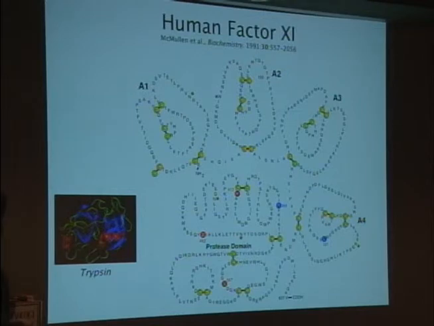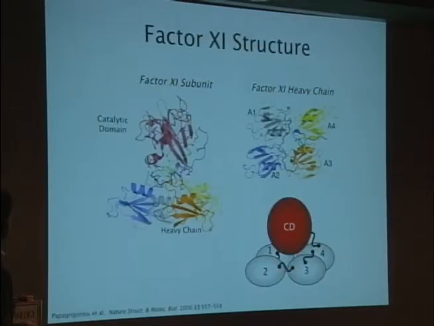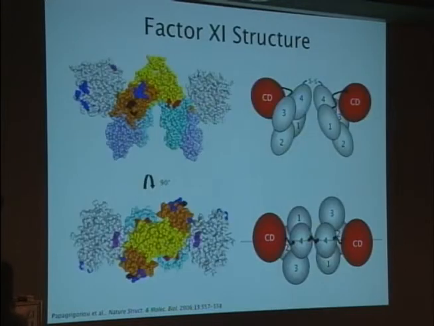And what makes factor 11 unusual among coagulation proteases is it's actually a dimer of 2 of those units. So this is what one of the units looks like. Here's the apple domain disc. The catalytic domain sits on it like a cup in a saucer, so you get this kind of compacted structure. And in the full molecule, you have 2 of these structures at about 70-degree angles to each other, connected by a hydrophobic interface and a disulfide bond.